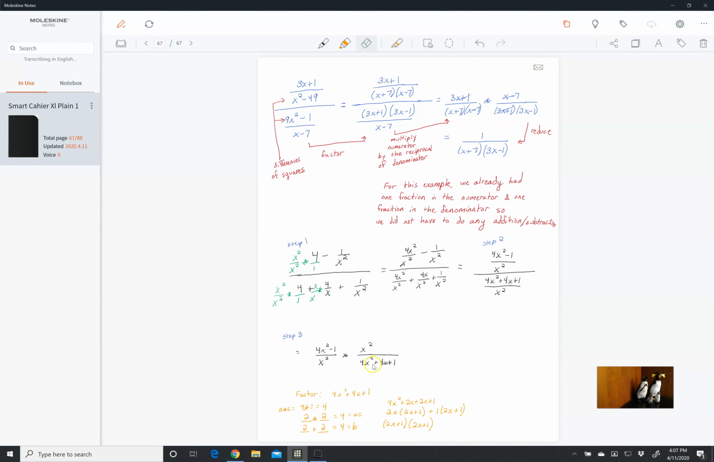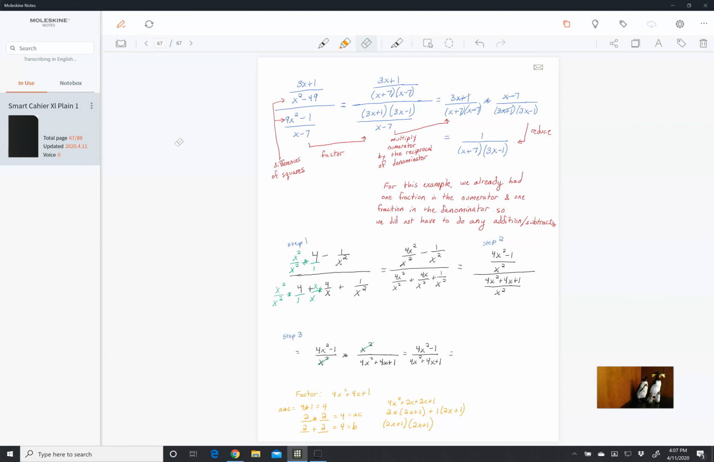So if we combine this, first of all, we can cancel out the x squares if we want to. So let's actually do that, just so that we could rewrite this as one fraction. I'm putting in a couple of extra steps in here, but you can absolutely skip a couple of these steps. What this gave us was just 4x squared minus 1 over that 4x squared plus 4x plus 1.